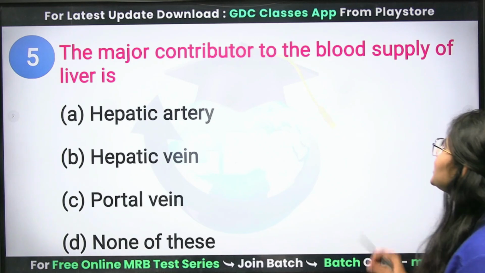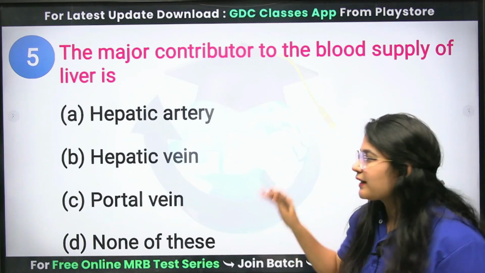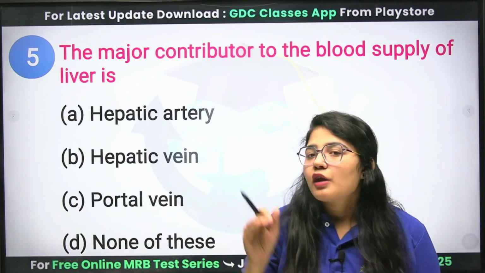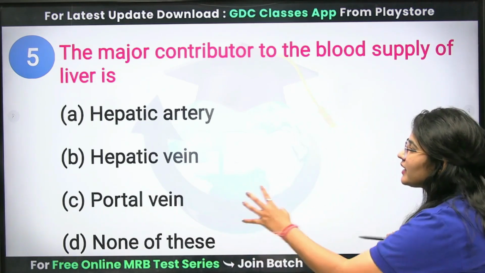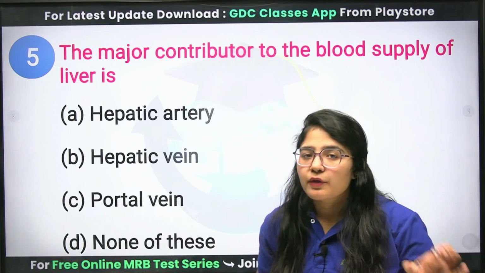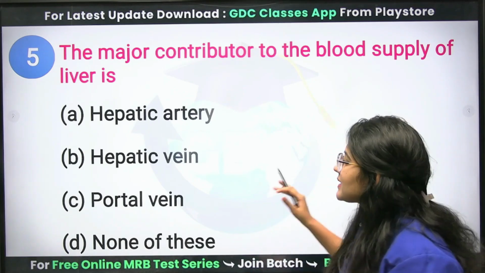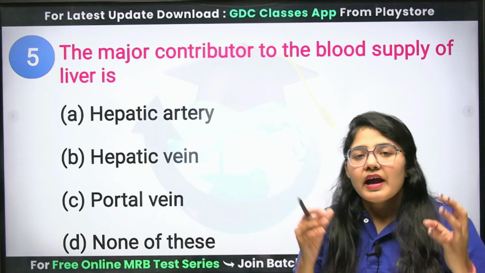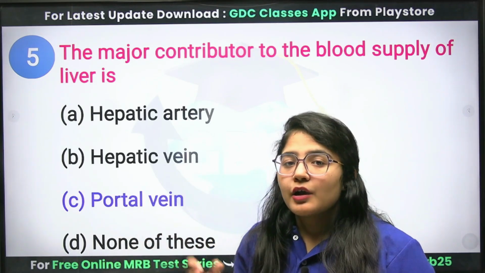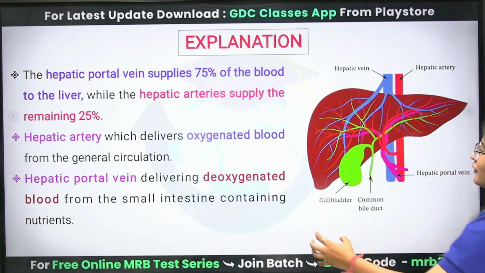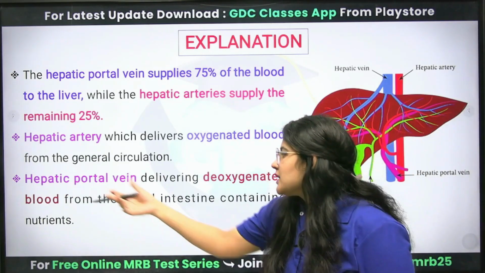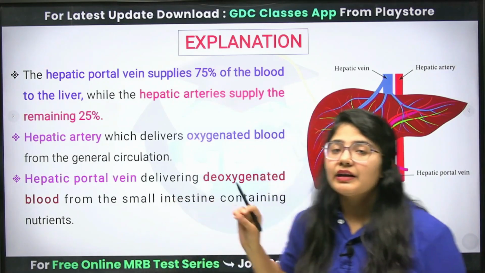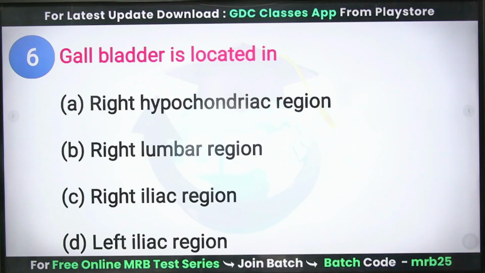Next question. The major contributor to the blood supply of the liver is... At once you may think the correct answer is the hepatic artery. But no, the hepatic artery is a common pathway of your circulatory system. We are asking about the major contributor which supplies blood to your liver, and that is your portal vein. This portal vein is directly connected to your small intestine and carries the nutrients along with the blood. So this is the major supplier of blood to your liver. Clear? See, the hepatic portal vein delivers deoxygenated blood from the small intestine containing nutrients. Next question.